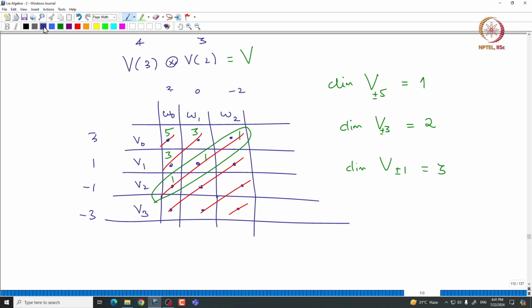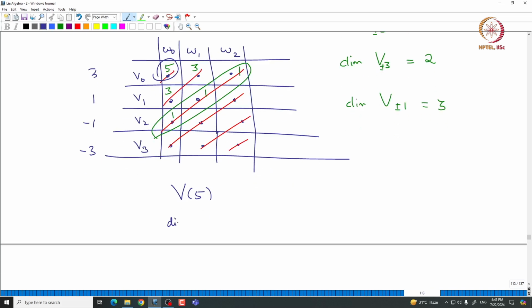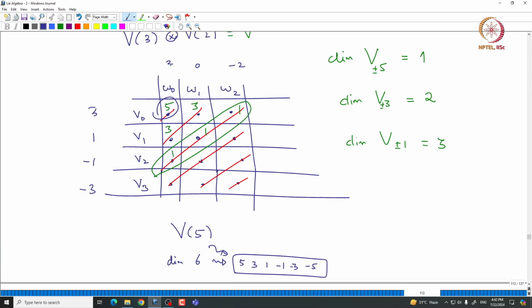Now if I take 5, so 5 is going to contribute to the V5. But what is the dimension of V5? The dimension of V5 is exactly 6. So, the dimension of this is 6 and this is going to give you 5, 3, 1, minus 1, minus 3, minus 5. These weights will come from this. So, already 6 dimensions are gone. If you take out this one space, that corresponds to this V5.